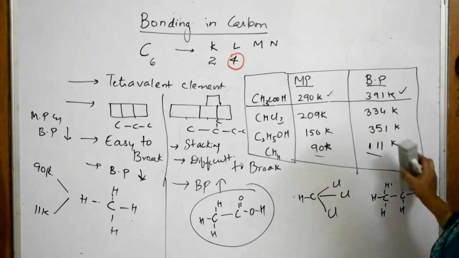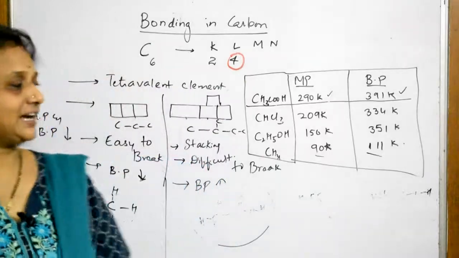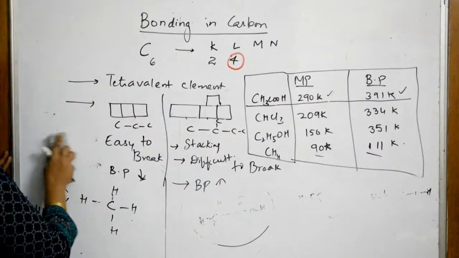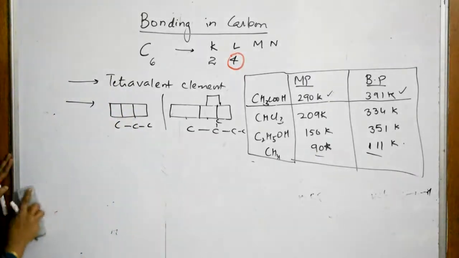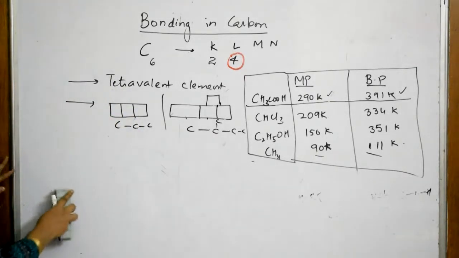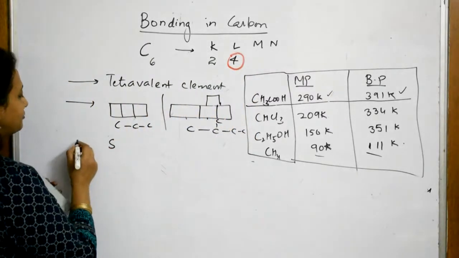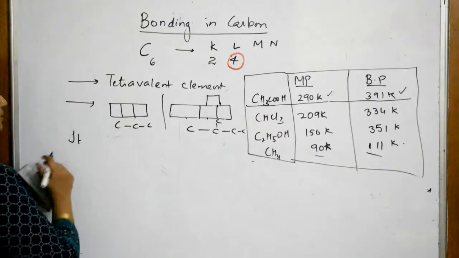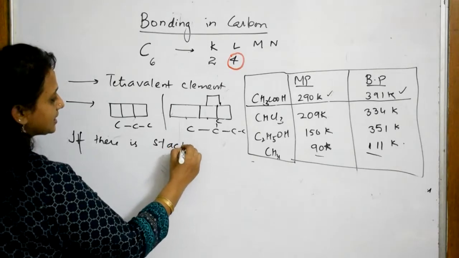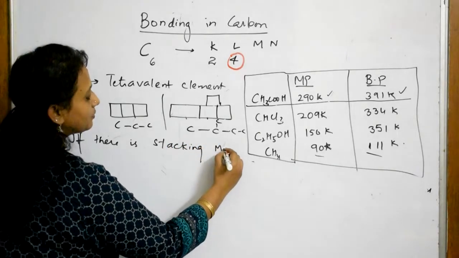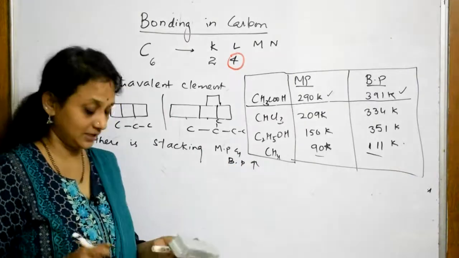So when I see this concept, I think I have understood now. Let us summarize with this and come back to the next topic. So what will you write? You will write for carbon compounds, if there is branching or if there is stacking, let us write that here only. If there is stacking, then what will happen to melting and boiling point? Melting point and boiling point increase. This is fine? Yes. Okay.